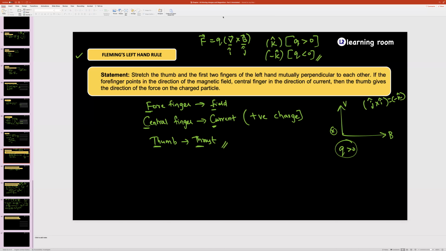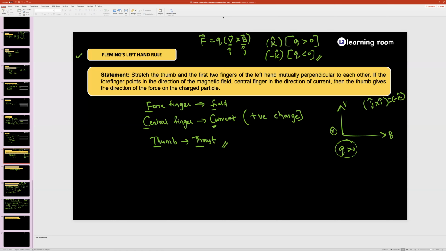Next, we discussed Fleming's left-hand rule. What does it speak about? You take the 3 fingers of your left hand and place them mutually perpendicular to each other such that the forefinger represents the direction of field, the central finger represents the direction of current, and the thumb represents the direction of thrust, which is the force. Fleming's left-hand rule mainly speaks about the force experienced by a current carrying conductor placed in a magnetic field.